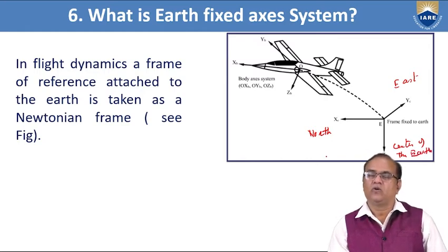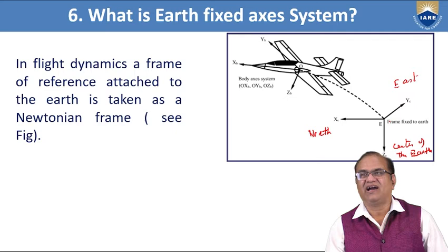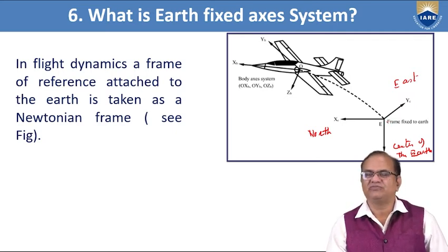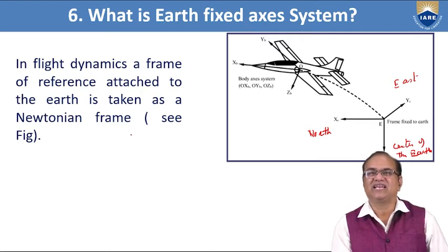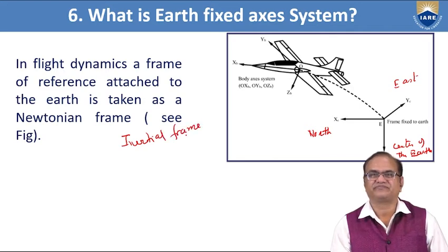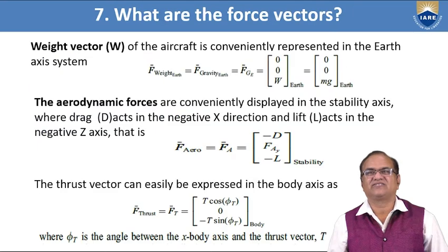So, when we talk about the Earth axis system, it relates with reference to the Earth. And we take Earth as an inertial frame of reference because we assume that Earth does not have a change in acceleration. It moves with a constant acceleration, and the speed of the motion of the Earth with respect to the speed of the aircraft is very, very slow. So, we assume that the Earth axis system is also an inertial axis or inertial frame. Okay, so these are the systems, and we have to understand this Earth axis system.